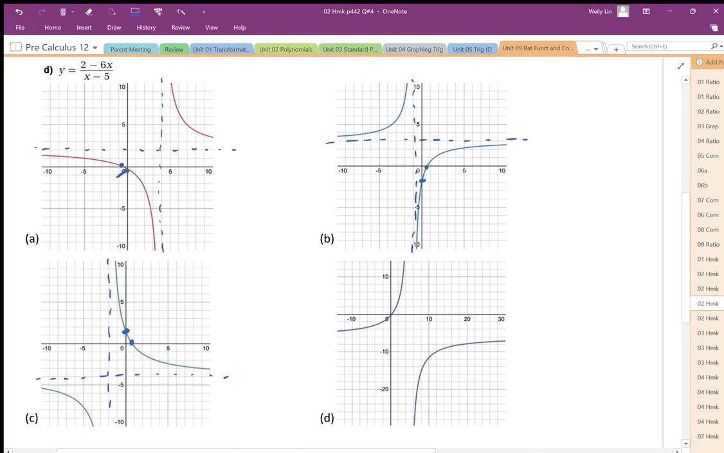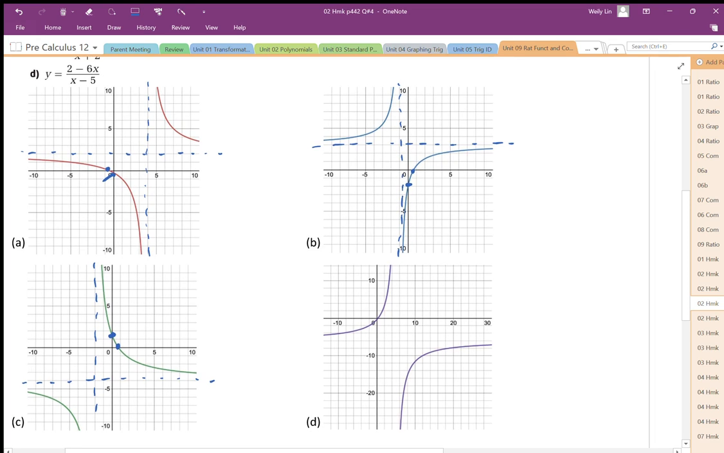And then lastly, for D in purple, the vertical asymptote is going to be at positive 5. So we have our vertical asymptote at positive 5 here. We have our horizontal asymptote. Now be careful, because we have to look at the ratio of the x terms. The end behavior gives us a horizontal asymptote at negative 6.